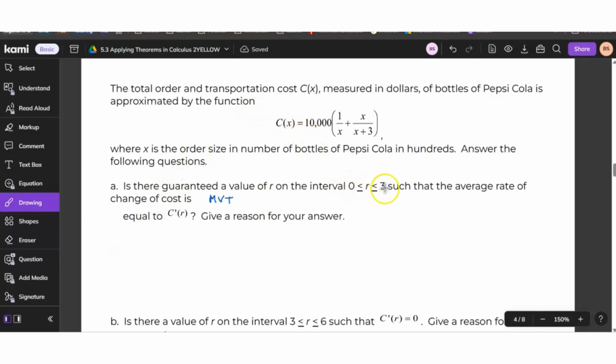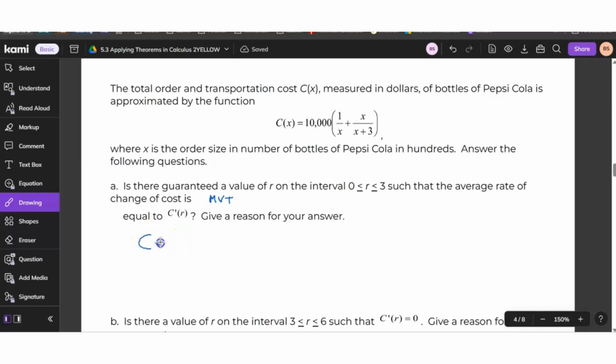So from 0 to 3, can I use MVT here? It has to be continuous. But is it differentiable? If we look here, it's going to be undefined at 0. But we don't have negative 3 on the interval. You're right, negative 3 is not a problem, but 0 is a problem, because you're dividing by 0 and you're not allowed to divide by 0.